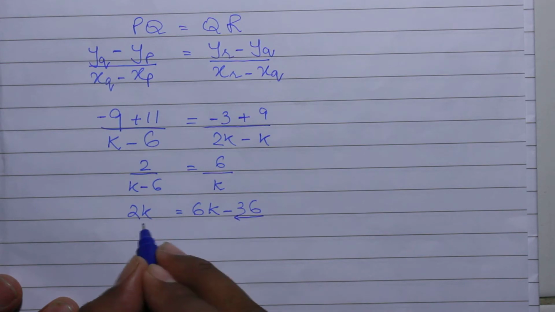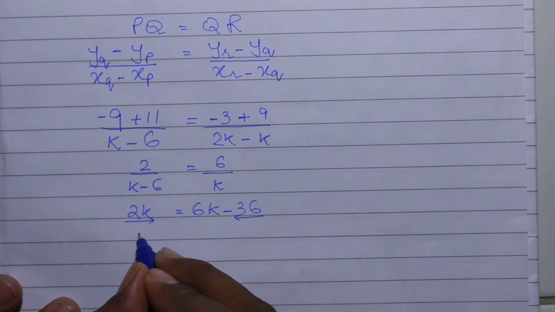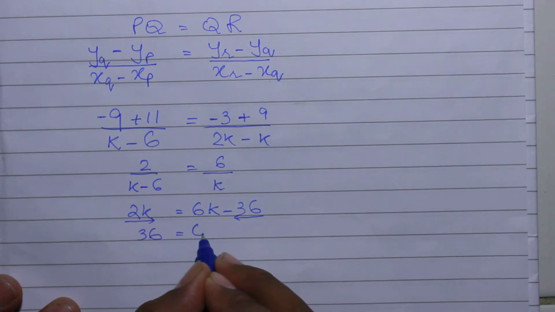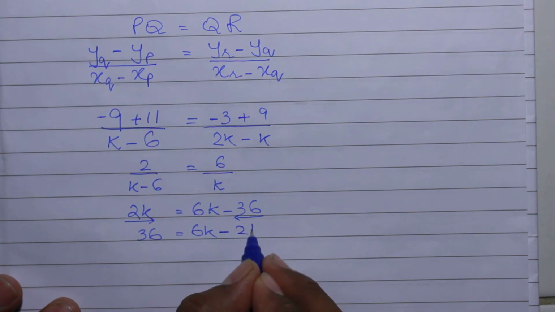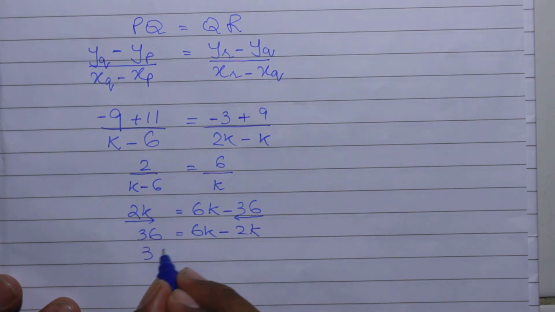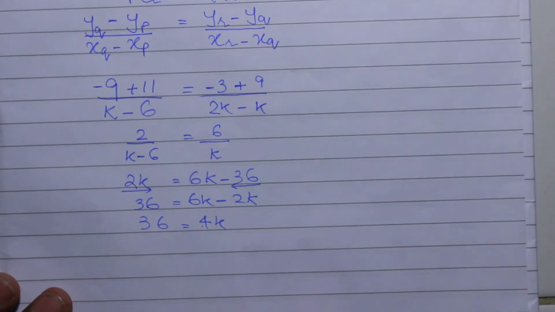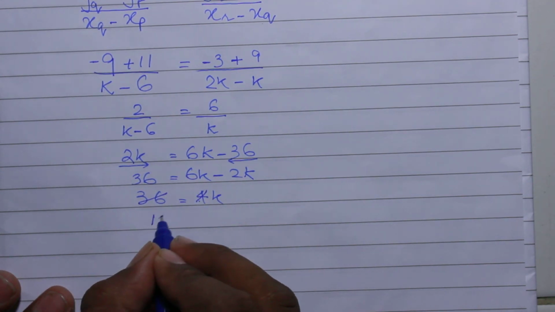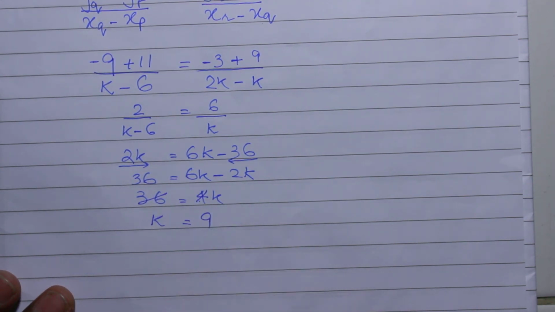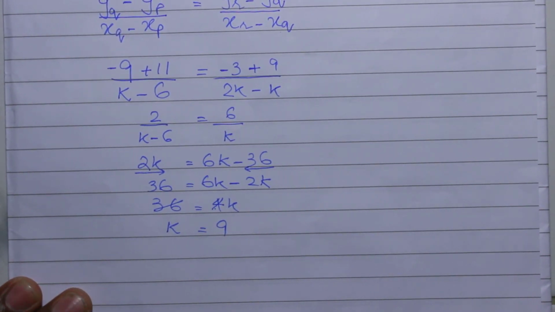Now transpose the 36 to the left-hand side and 2k to the right-hand side. So the 36 becomes positive, 6k minus 2k gives you 4k. Then 4 is transposed with the 36, so it will be divided: 4 nines are 36, so k is equal to 9. This is the answer required in the question: find the value of k, and we have found it. Thank you.